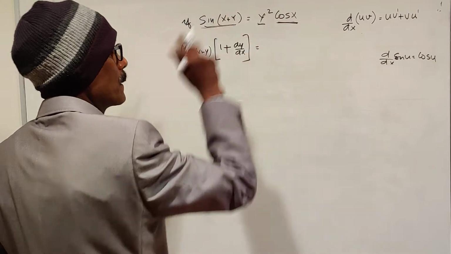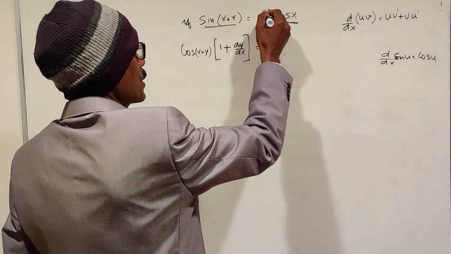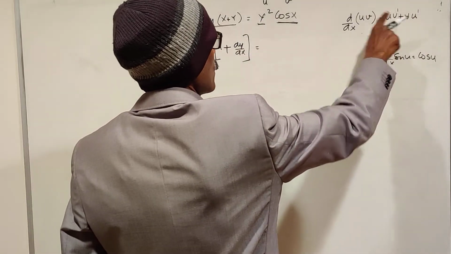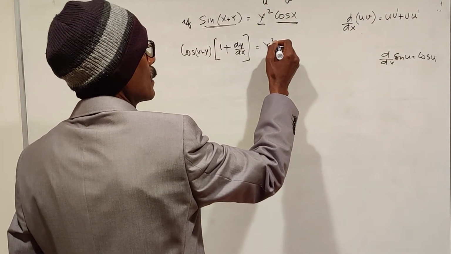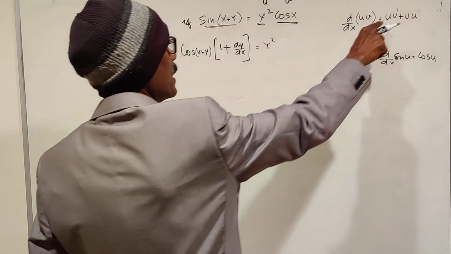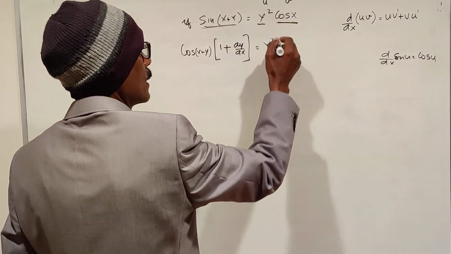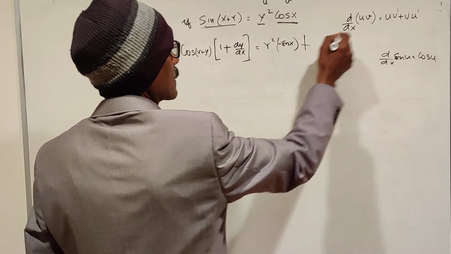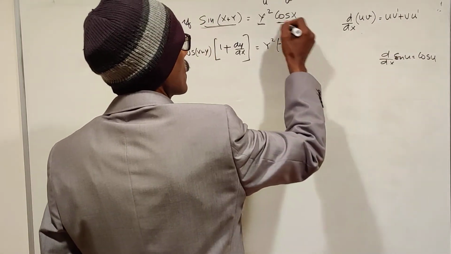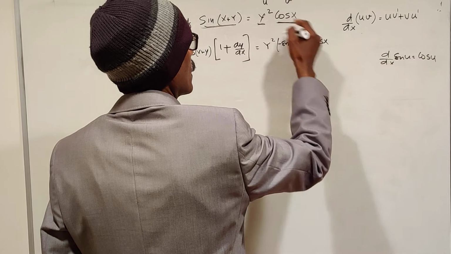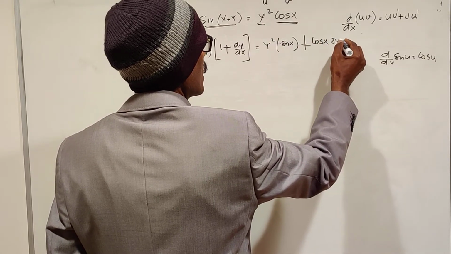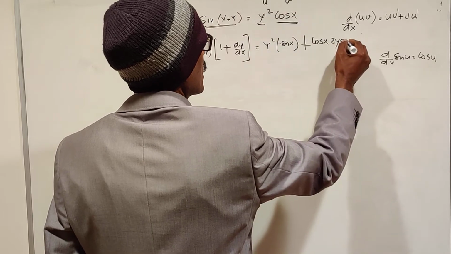Here you need to apply the product rule. First function is u, second function is v. u into v dash: y square into derivative of cos x, means minus sin x. Then plus v into u dash: cos x into derivative of y square, that is 2y into dy by dx.